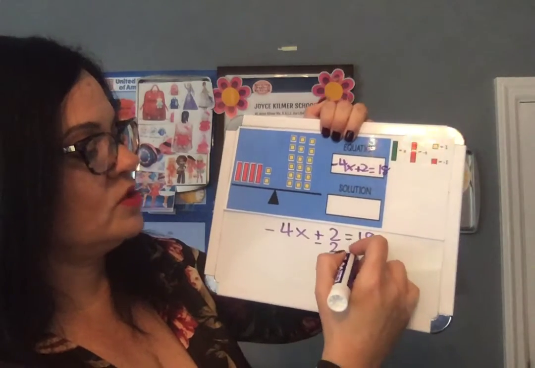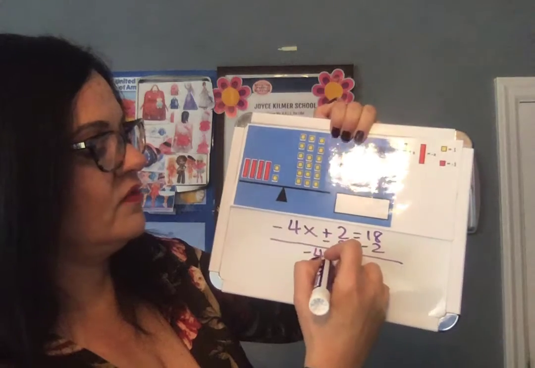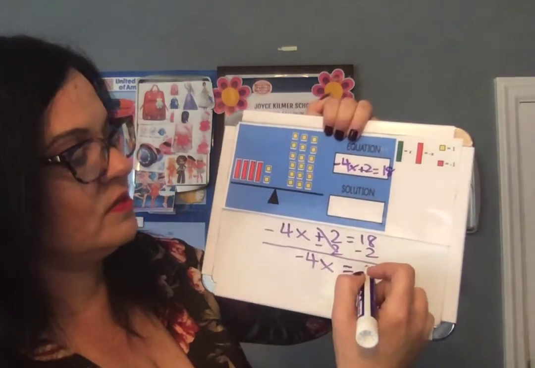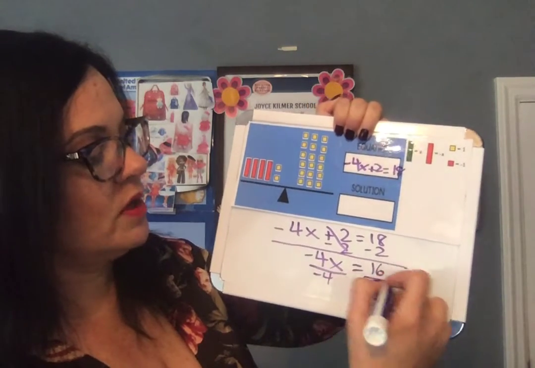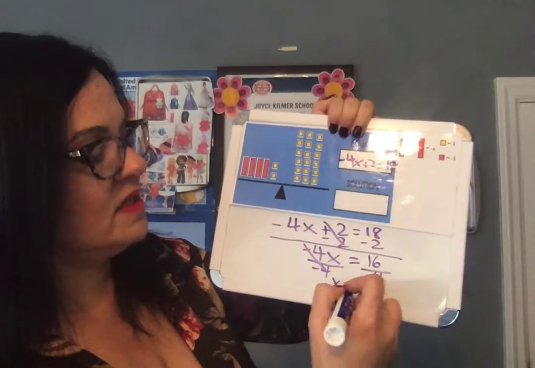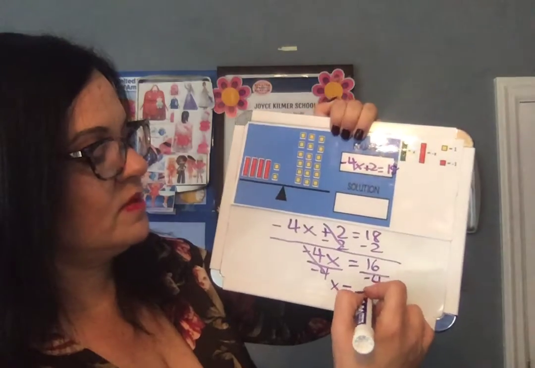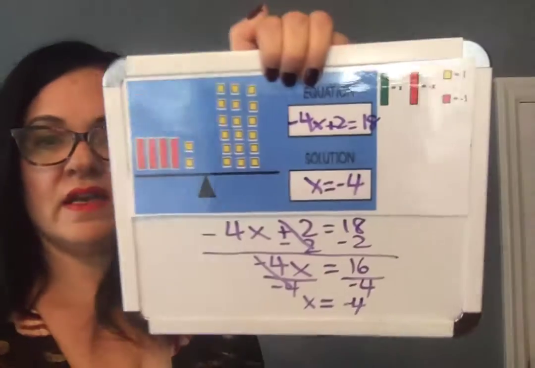We'll take away 2 on both sides, draw our line, bring our negative 4x down, cross out our 2. 18 take away 2 is 16, and we will divide negative 4 on both sides. Cross this out. X equals 16 divided by negative 4 is going to be negative 4, so our solution is x equals negative 4, okay?